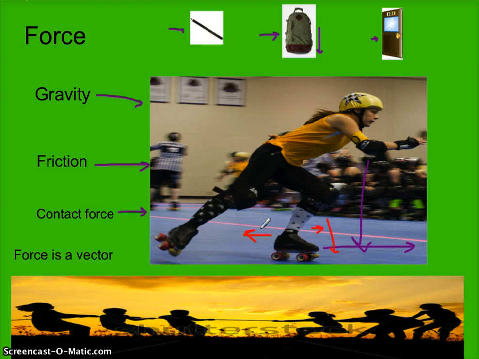But here's what scientists say happens. There's another force, a force that the ground applies to her. She pushes on the ground, and the ground pushes on her. It's kind of an equal and opposite force, and you'll hear those terms later on. But a contact force, you have the two forces that are against each other, and one pushes on the other.